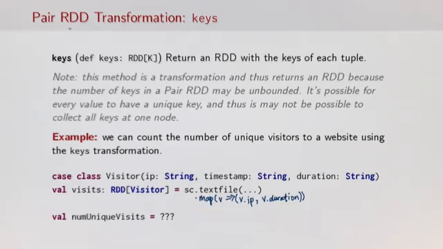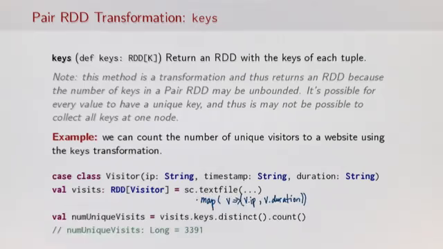The slides were missing a line. So here we have, for each visitor, we create a pair where the key is the IP address and the value is the duration. So what methods do we call to get a number that represents the number of unique visitors? Well, we simply have to call keys, distinct, and then we have to count them up. And note that the action here is the count method because both the keys and distinct methods are transformations. So this is how we kick off the computation when we call count.